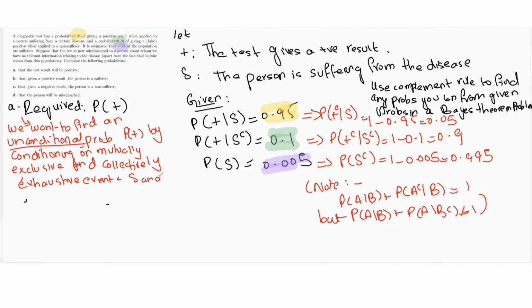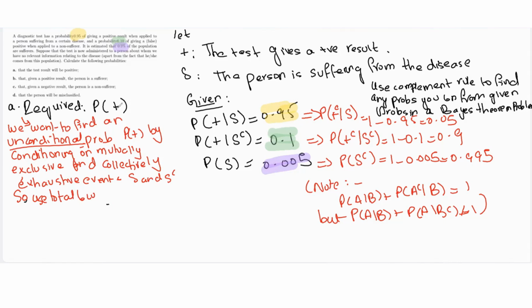S and S complement, right? Mutually exclusive means they cannot occur at the same time. You can either be a sufferer or you can not be a sufferer. And collectively exhaustive means that the union is the sample space, the sample space between sufferers and non-sufferers. So we'll use total law of probability in this case, because we use it when we want to find an unconditional probability.